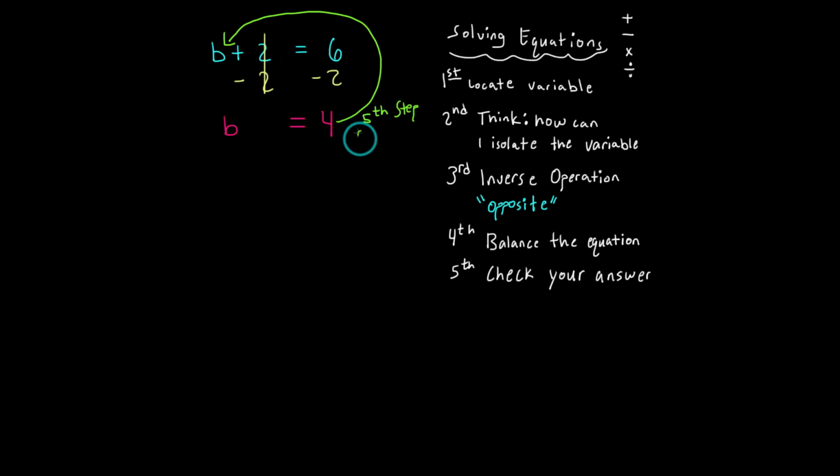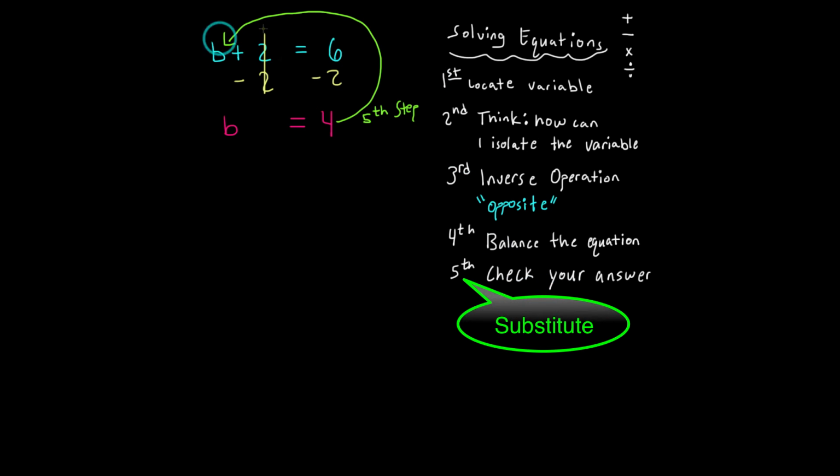And that key word again, it's substitute. In fact, I'm going to erase it from here, and I'm going to plug that in down below. So the 5th step is to substitute. Substitute the solution in and check it in the original equation. So we have, instead of b, 4 plus 2. So 4 plus 2 is equal to this stuff over here, which is 6.